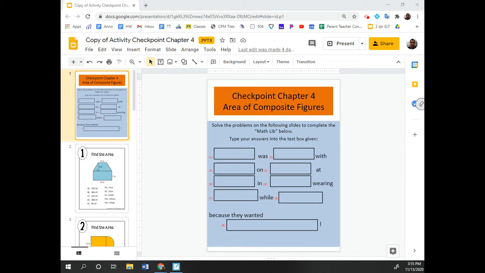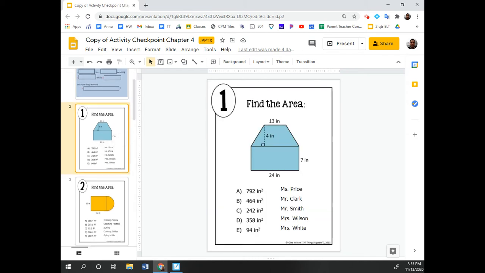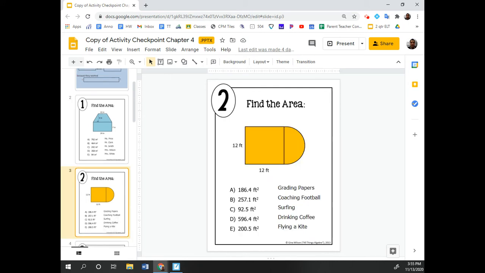But you're going to do this activity and find all these different blanks by finding the area. So for example, if you look at this problem right here, it has this shape. Okay, it has this shape. You're going to find the area of the shape, and then depending on what you find, it'll come up with some different information that you can use, okay? And you're going to put them into the blanks that you've got.